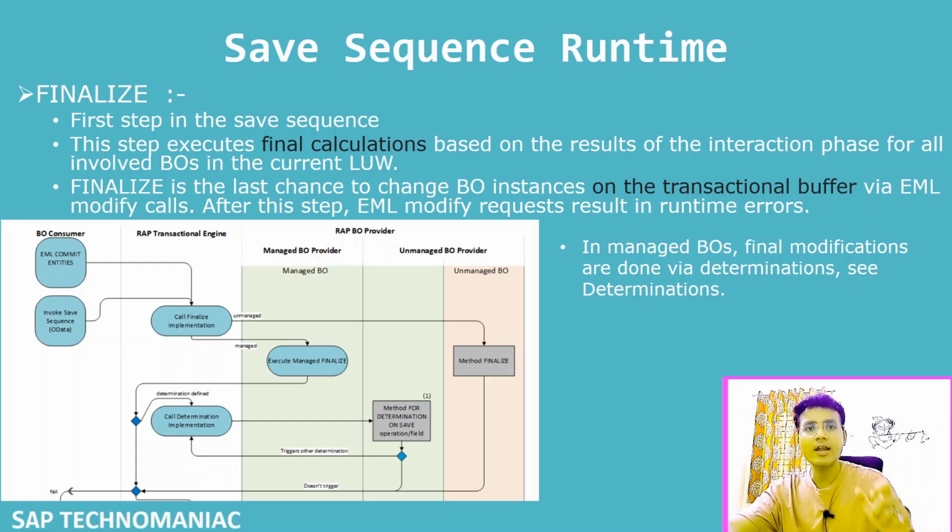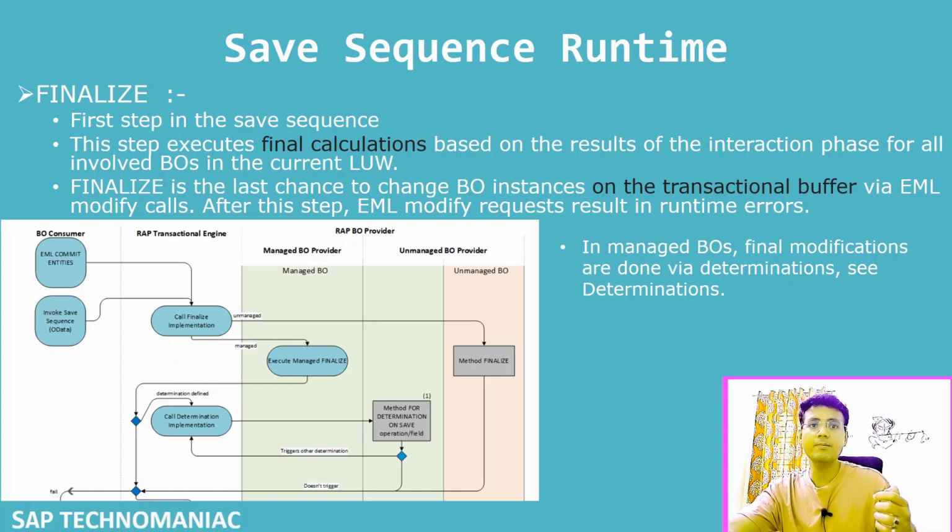What is the use of the finalize method? This method will be the last chance for you to modify your transactional buffer data using the EML statement. After this method, you will not be able to use any kind of EML statement, entity manipulation language statement, in your save sequence.